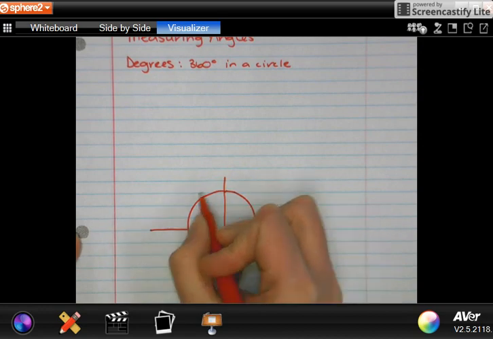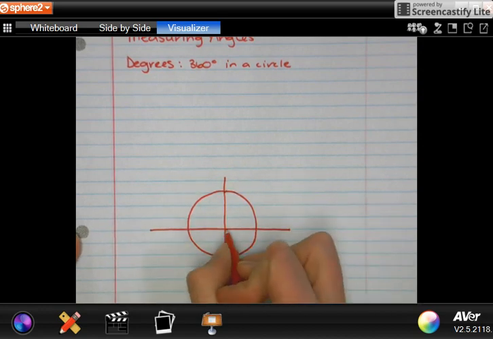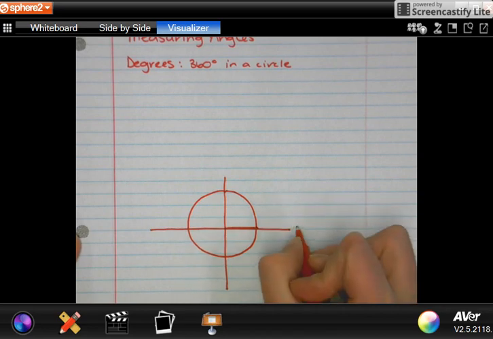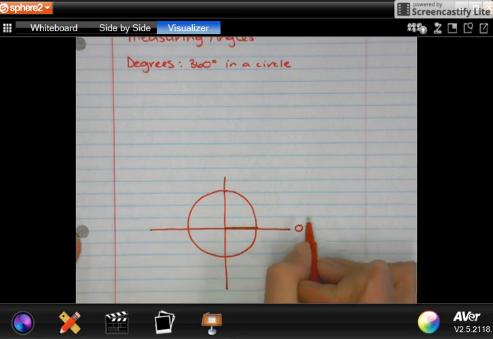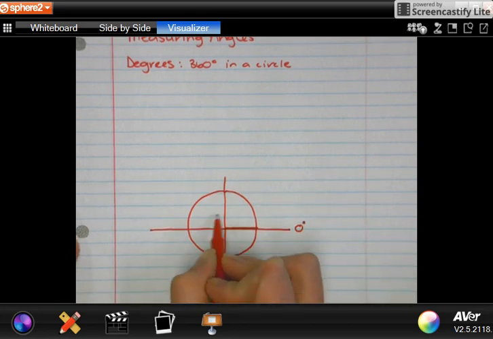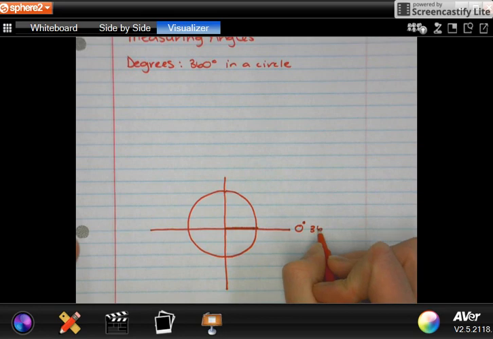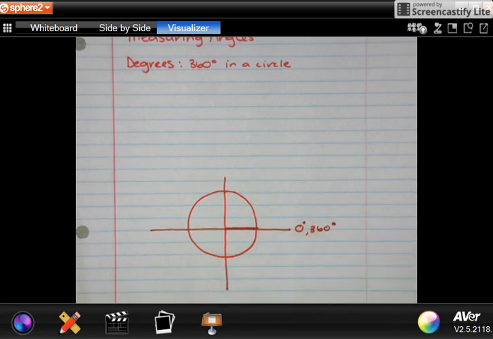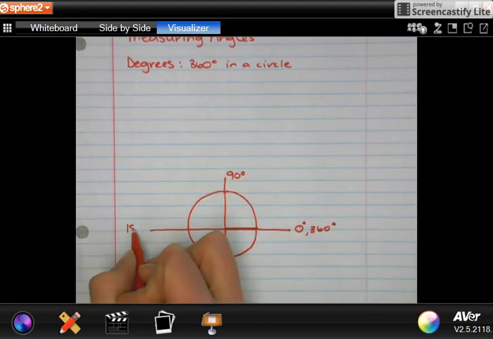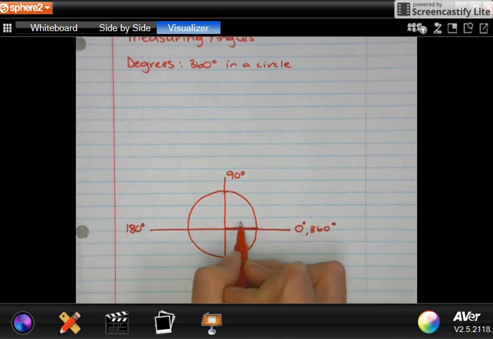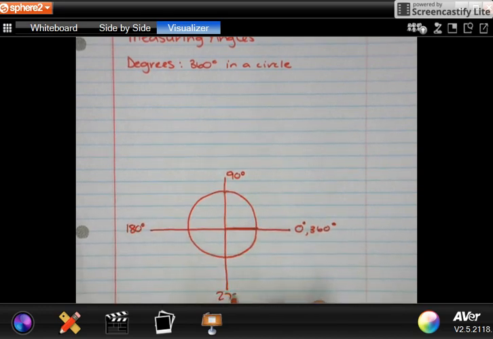So if 360 degrees is in a full circle, remember the initial side is here. And so if the initial side is here, 0 degrees would be here because we haven't moved at all. So that's 0 degrees. 360 degrees would be a full loop around the circle. From the initial side here would be 90 degrees. From the initial side all the way over here in a straight line is 180 degrees. And from the initial side down here would be 270 degrees. So that's how we would label a circle, the basics in degrees.